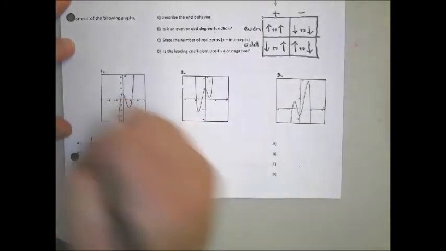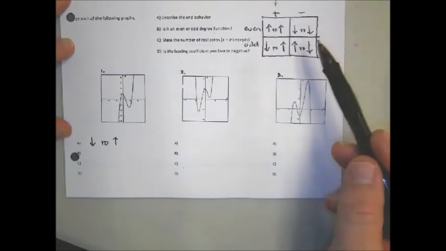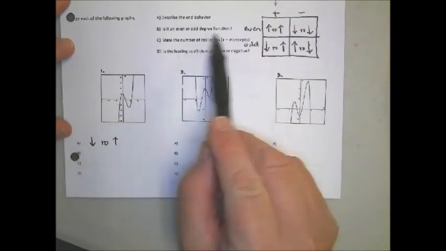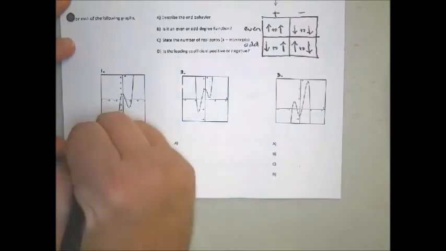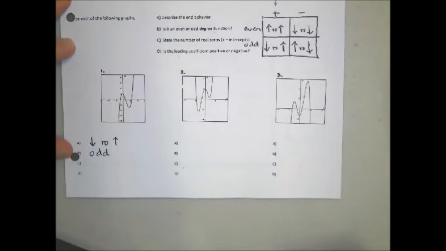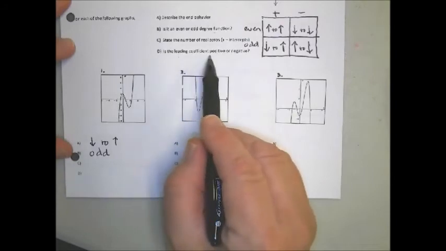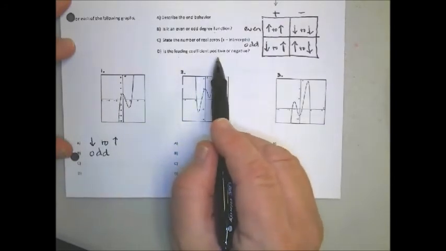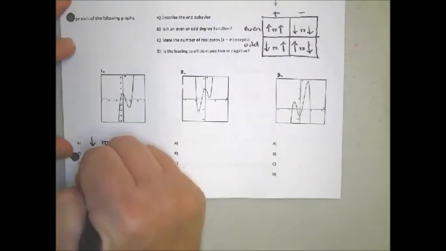Now, I've recreated the chart that's at the top of the notes right here so we don't have to keep bouncing back up. Is it an even or an odd degree function? Well, if it goes from low to high, it has to be an odd function, meaning the term with the highest exponent, the exponent itself has to be an odd exponent. Now, as long as we're there, let's skip to the D question. Would the leading coefficient of that term be positive or negative? Well, if it goes from low to high, the leading coefficient must be positive.